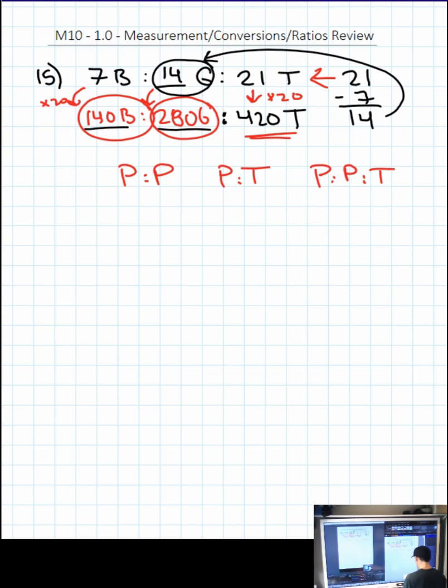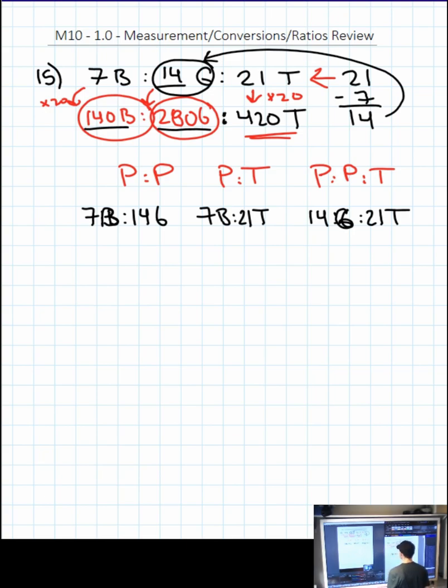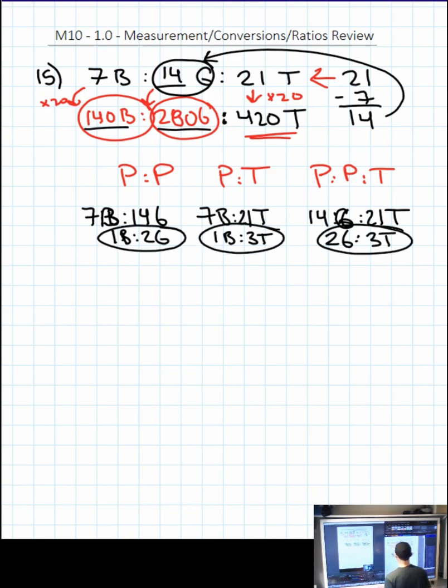So at the end it says find all part-to-part and part-to-total ratios. So we have 7 boys to 14 girls. We also have 7 boys to 21 total. And we have 14 girls to 21 total. Now, should we bother with the bigger ratios? No, because they're going to simplify to these ratios as well. You may want to further simplify the ratios. 1 boy to 2 girls. 1 boy to 3 total. Or 2 girls to 3 total. Simplified part-to-part and part-to-total ratios.